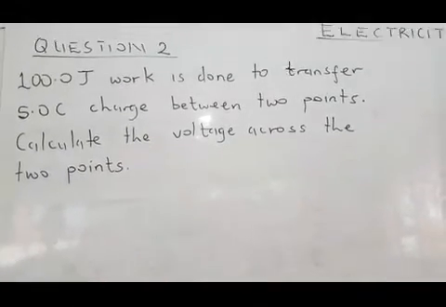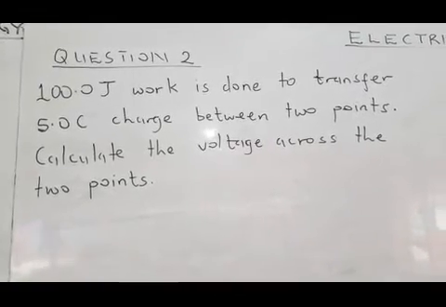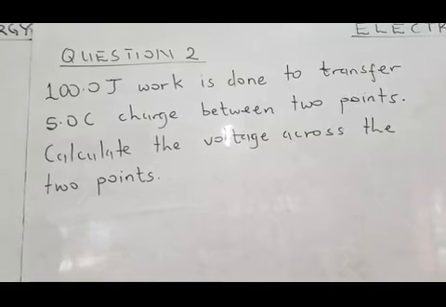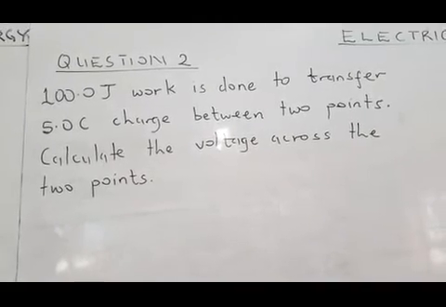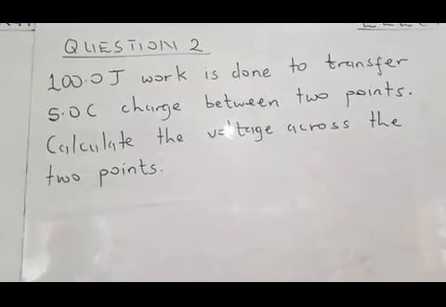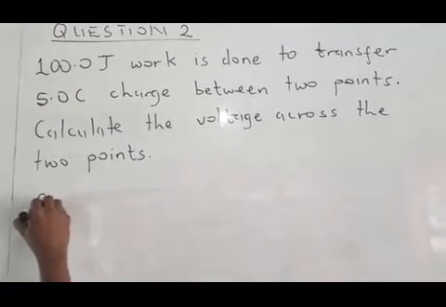So question two says 100.0 joules work is done to transfer 5.0 coulomb charge between two points. Calculate the voltage across the two points. Let's look at the solution.